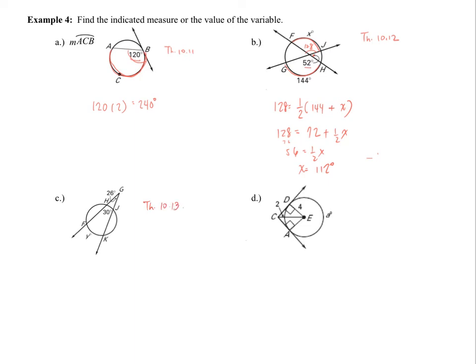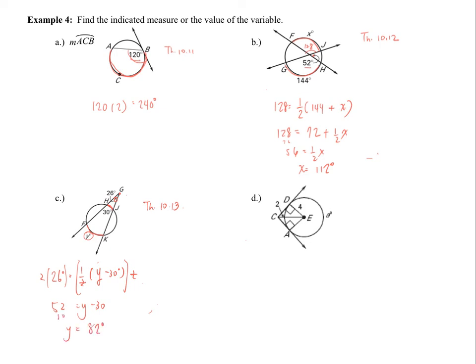Part C, we will have to apply theorem 10.13 since we have two secants intersecting at a point outside of the circle. And we're given the angle measure here, as well as one of the arc lengths, the one inside. So we want to find the one outside. So we can do this. 26 degrees equals half, and then y minus 30 degrees, because we want the outer intercepted arc first. So I can first multiply both sides of this equation by 2. So y will equal 82 degrees.